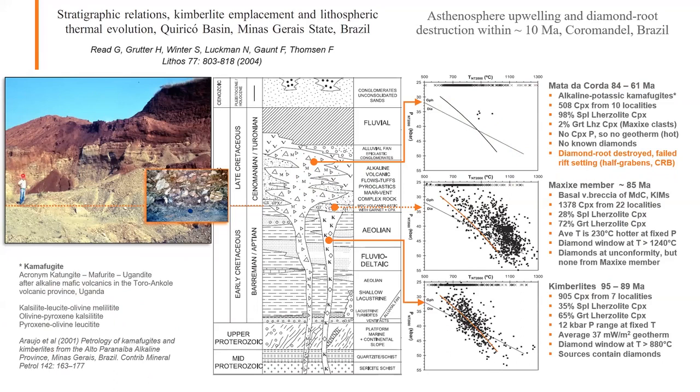That's Peter Williamson. He took me on a field trip. He's standing right on the contact between these early Cretaceous rocks and the Mata da Corda basal volcaniclastic member. And these people are mining diamonds from this material because they are after the diamonds that are sitting on this unconformity, which we believe come from the kimberlites because of this geothermal evidence.